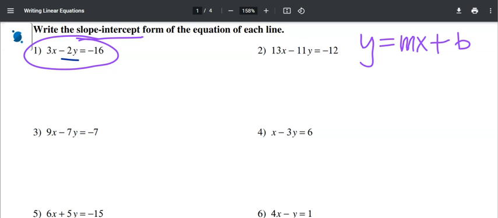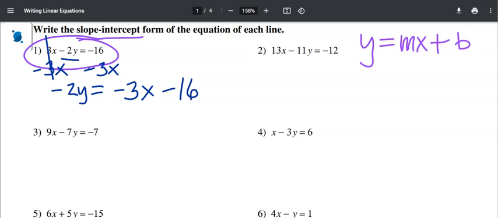So the first thing I'm going to do is get rid of that 3x. Since that is a positive 3x, I need to move it to the other side by subtracting it. Once I subtract it, those cancel. The negative 2y comes down, and then I'm left with negative 2y equals negative 3x minus 16. I wrote the 3x first because in slope-intercept form, the x term comes first. I've got a negative 3x and negative 16, so I just wrote it first.